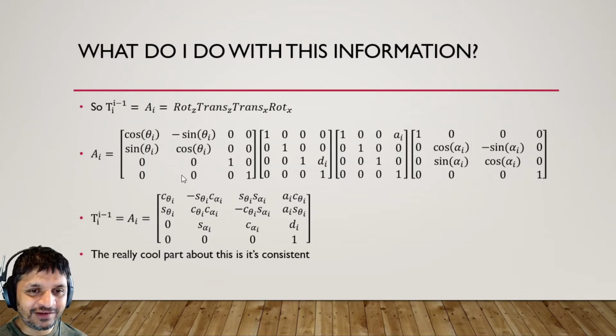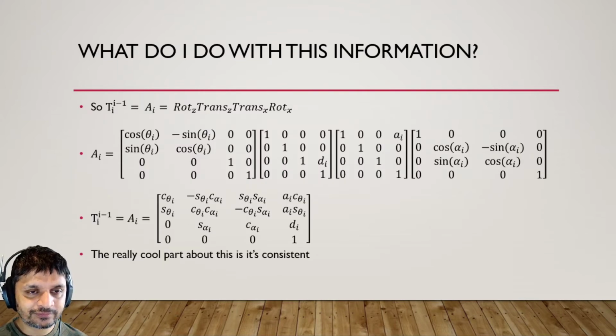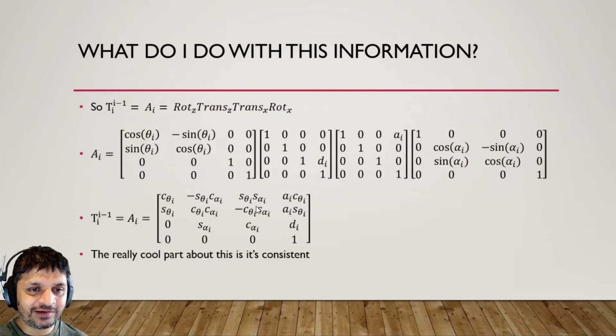So that means I don't have to figure anything out anymore. If I figure out the Denavit-Hartenberg parameters, I can just plug them into this, right? There's a theta, an alpha, an a and a d, and I just plug them in from my table, and I've got the transformation matrix. So as it stands, that means I'm going to have 3 transformation matrices, A1, A2, and A3, and those will accomplish the transformation for this arm. So that's pretty cool, right? I just plug in my 0, my 90, my 3, and my 90 plus Q1 into here, and I've got A1.